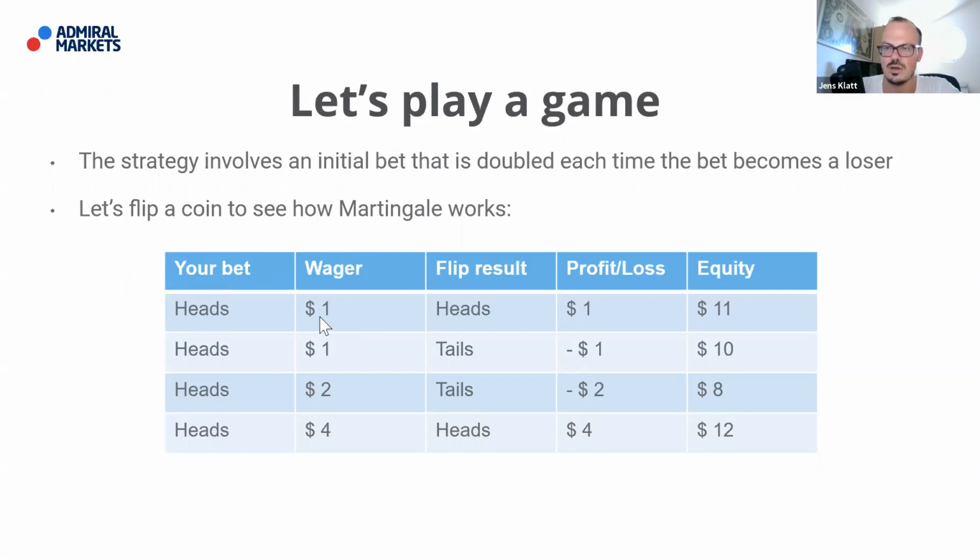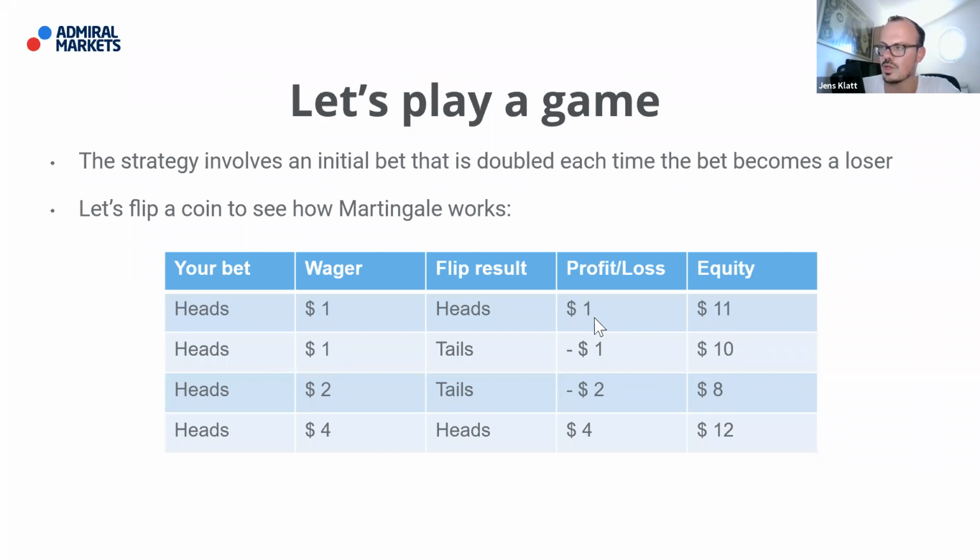Our wager should be $1 in this case. Heads is what we bet. We see a flip result, which is heads. So we have a profit on our initial equity, which is $10, and we make $1 profit. Now our equity is $11. Then the next bet we make is heads, our wager is again $1, but then we have tails. We lose $1, and our equity goes down to $10 again.